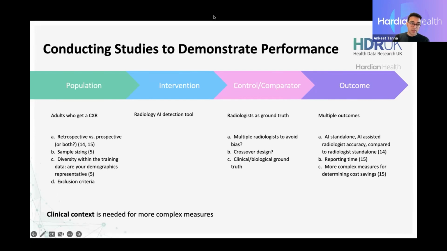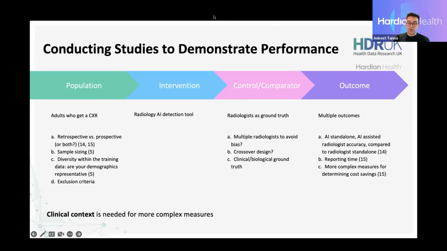So in this example, let's say you've defined your population as adults who get a chest X-ray. Depending on where you are in your study design and depending on what claims you make, this may be a retrospective or prospective study. For example, if it's adults who get a chest X-ray in the emergency department, and one of your claims is reduced turnaround time of reporting or increased turnaround speed of patients within A&E, then that may need to have a prospective design. Your literature review and the estimated effect size will help you determine what sample size is suitable to do that.